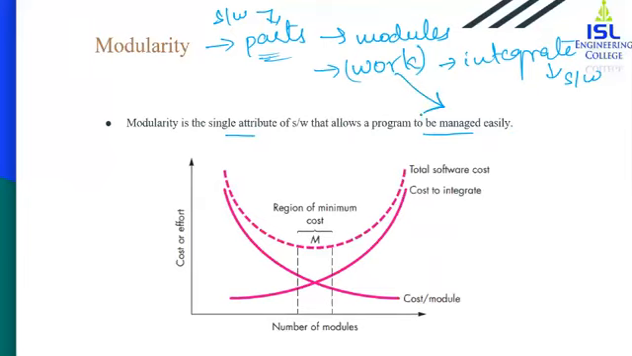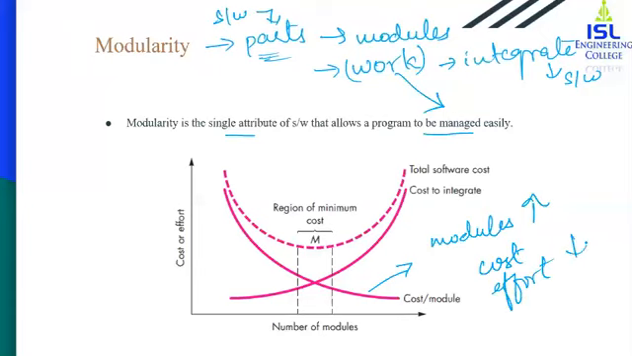Now, take this graph, you've got the cost or effort and the number of modules on either of the axes. The x-axis is the number of modules and the y-axis is the cost or effort. For this particular line, as the number of modules increases, the cost or effort decreases. This is your first curve. Whereas for the second curve, if the number of modules increases, it also increases the cost. It is the vice versa of this.